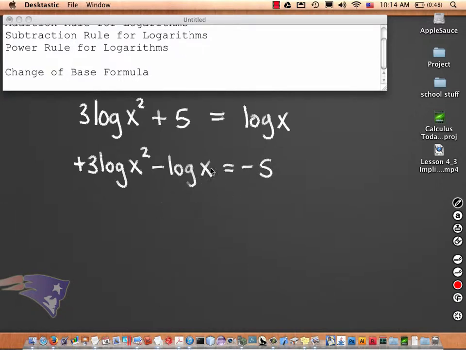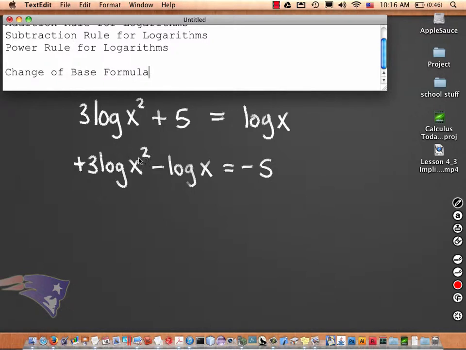Good question. So I did it the other way. I subtracted the 3 log x squared over to the other side, and that's perfectly legitimate. But since it's a negative 3, would you want to multiply negative 3 times the 2? Yeah, we can do that. Would that make it more complicated? No, I think that would make it easier.